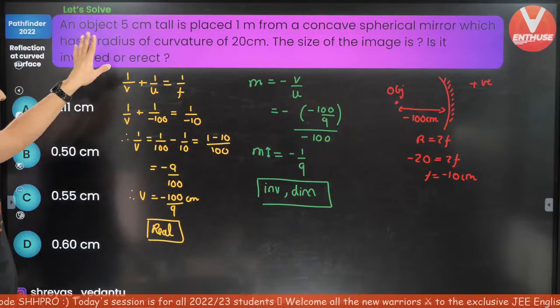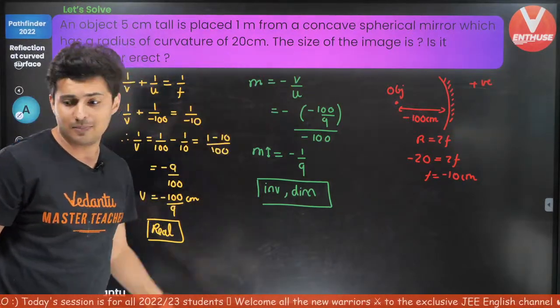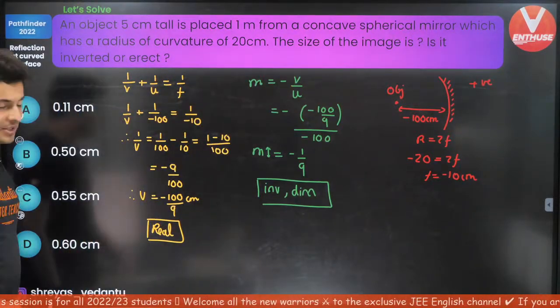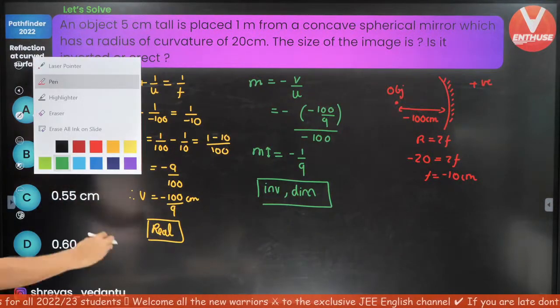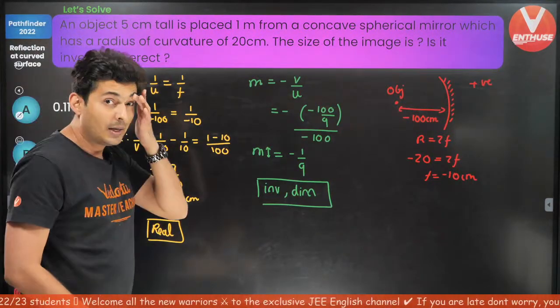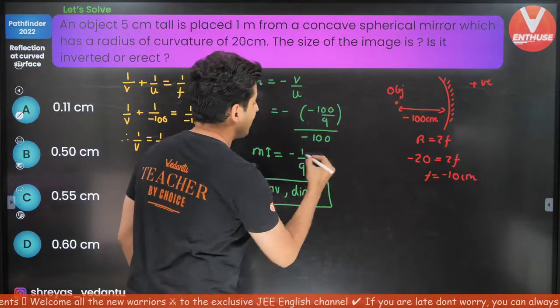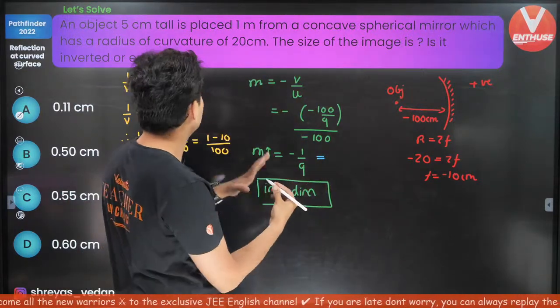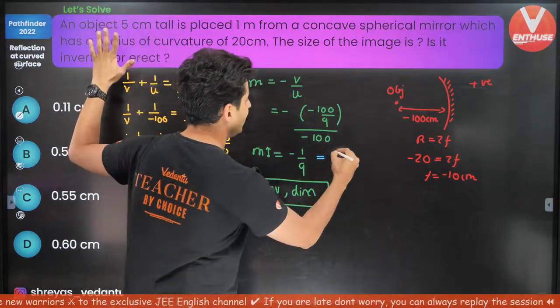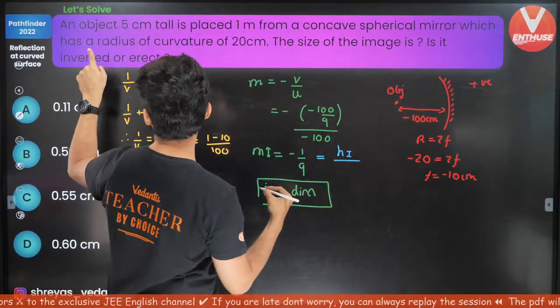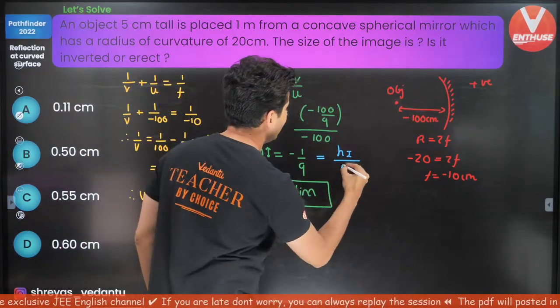And the last thing, what is the size of the image? The size of the image also can be found out. It's not that difficult. Magnification is known. So the magnification will be image height by object height. Image height I do not know, upon object height, that is 5 centimeters.